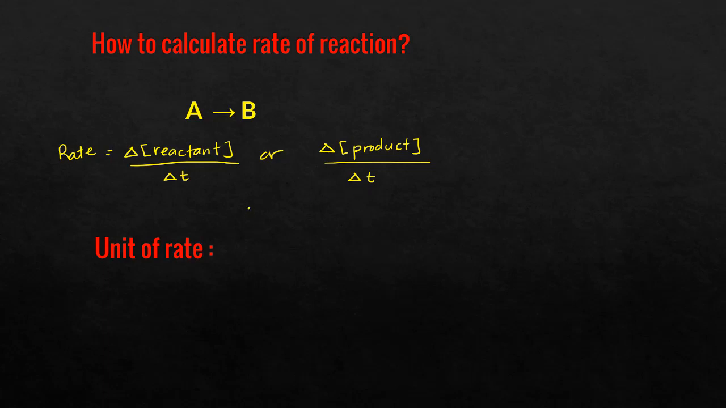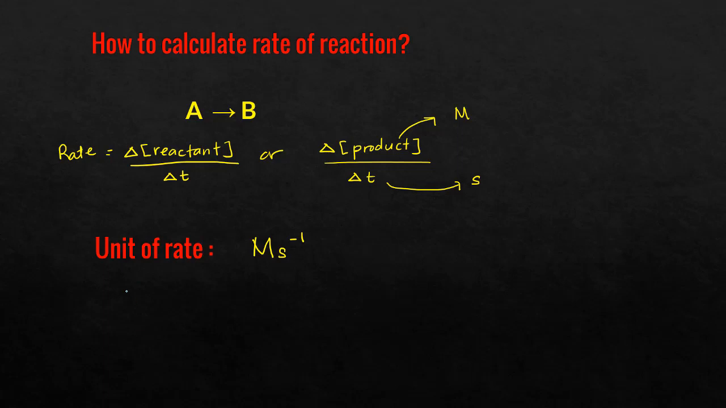So now, if the unit of concentration is molar and the time is measured in second, right? So during reaction, when a reaction occurs, we can measure the time in terms of second, minute, hour, or maybe years for radioactive, for example. Okay, let's say the time is measured in second. So the unit of rate is molar per second, right? Okay, so this is the important thing that you must know before we go further.